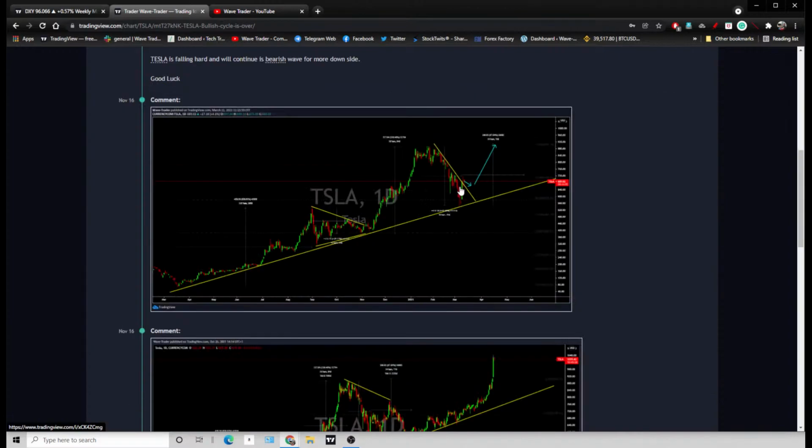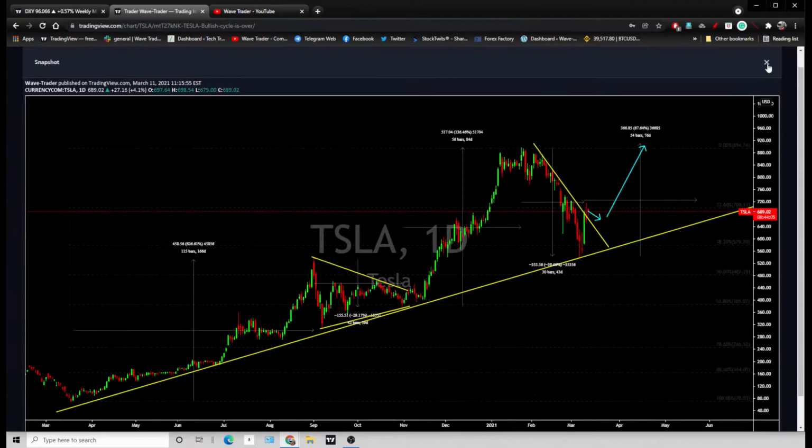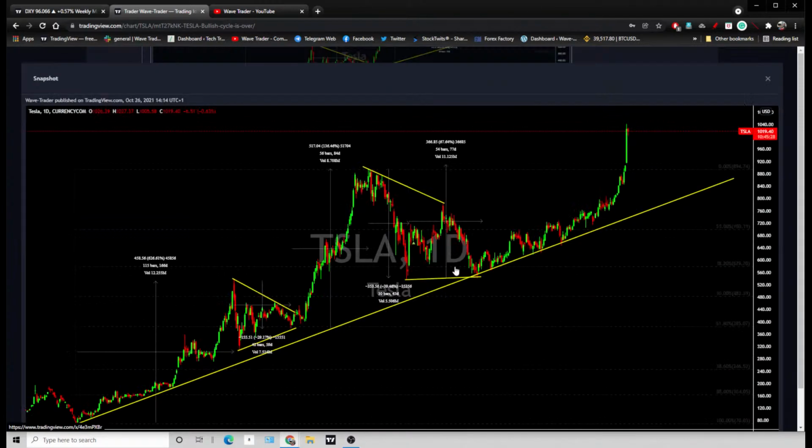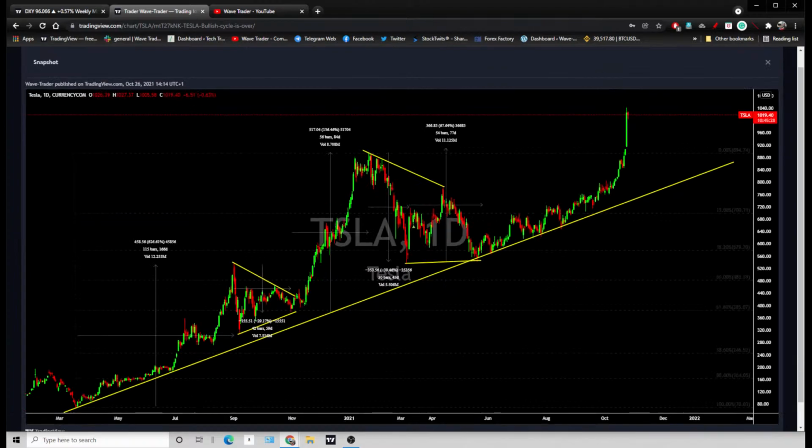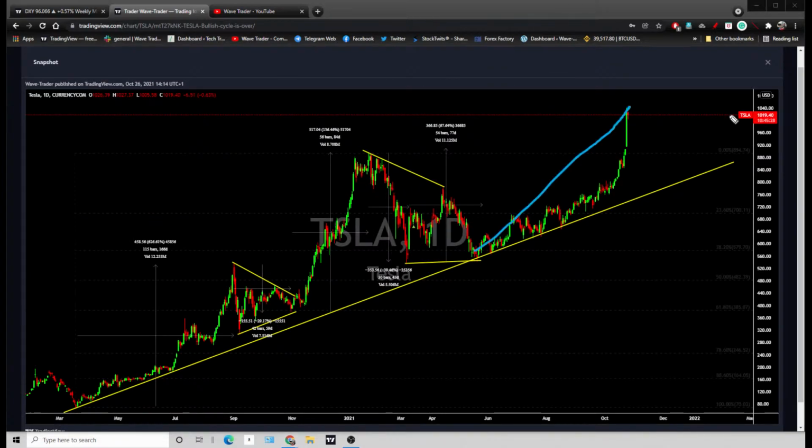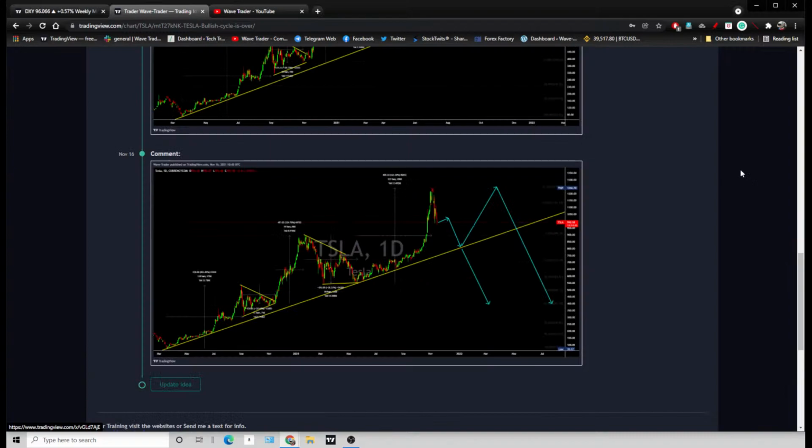Previously we were expecting it to continue its next bullish wave. We have seen that, an extremely strong, aggressive move on Tesla. It went beyond 1000, up to 1200. So we may see a drop on Tesla.